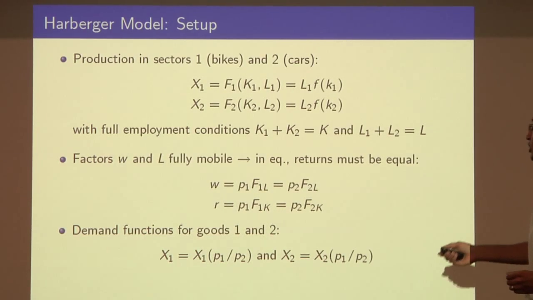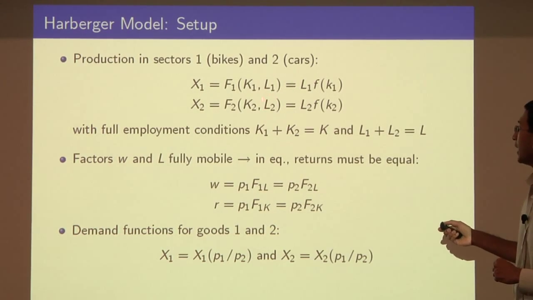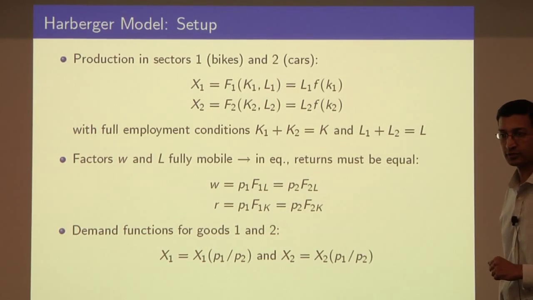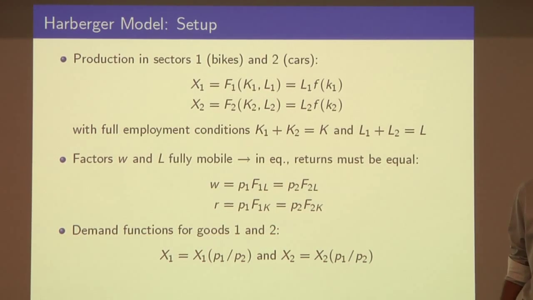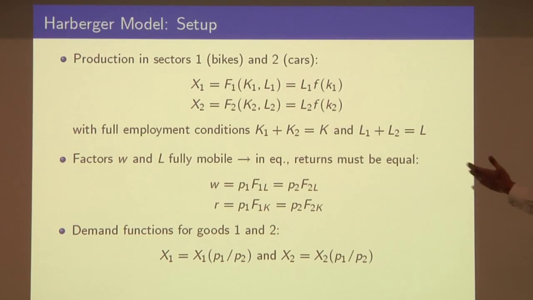Okay? So we're going to have two, let's let x1 denote the amount produced in sector 1, x2 denote the amount produced in sector 2. And there are two production functions, which map the amount of capital K1 and labor L1 that you use in these sectors to the number of bikes you produce, and similarly the number of cars you produce, x2.